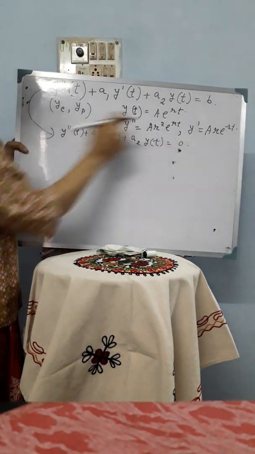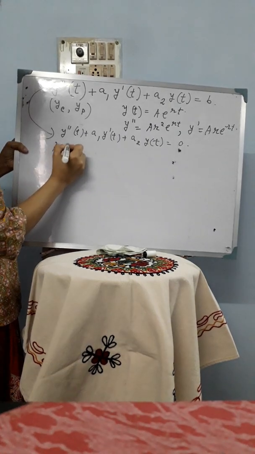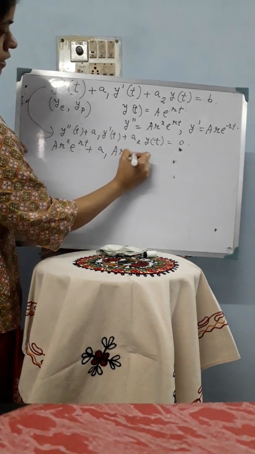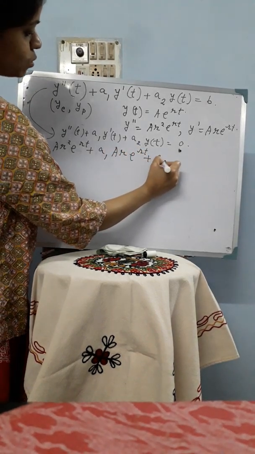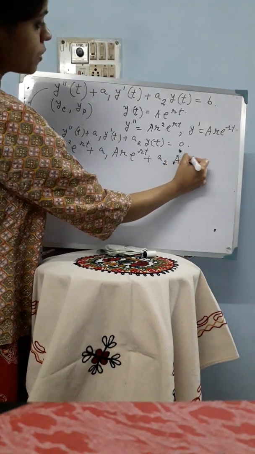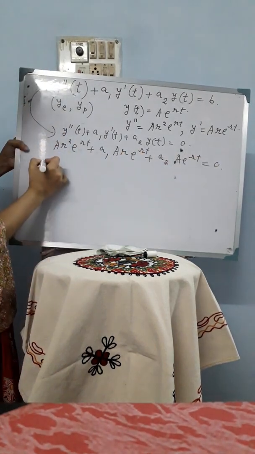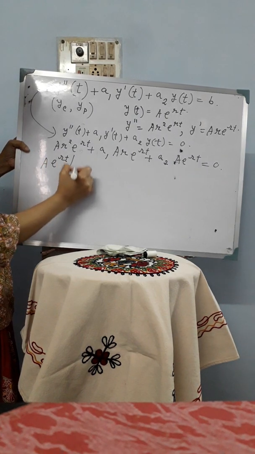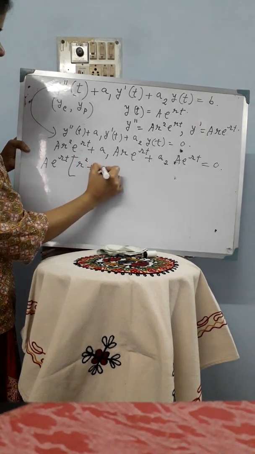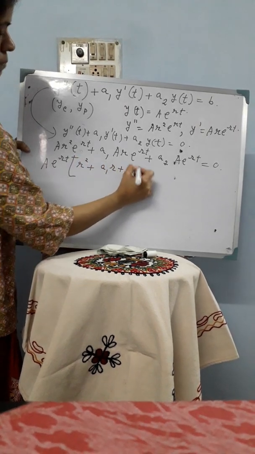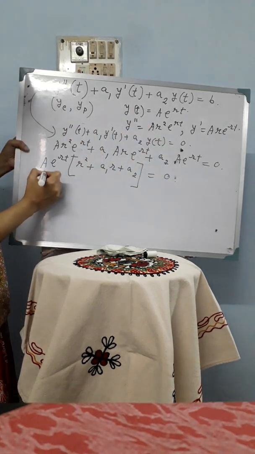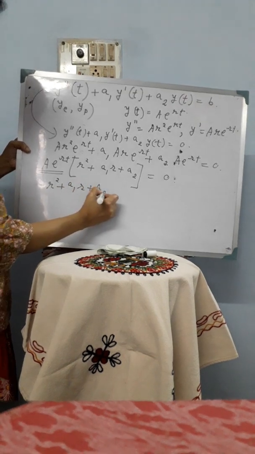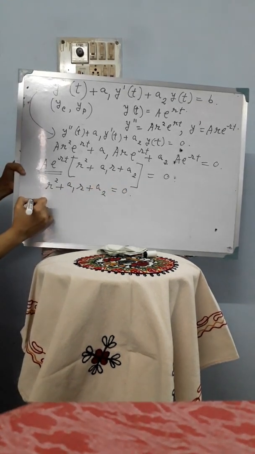After putting these three terms here, we are getting A r² e^(rt) + a1 A r e^(rt) + a2 A e^(rt) = 0. By taking A e^(rt) common, we are getting (r² + a1 r + a2) within the bracket, so this is equal to 0. Now if A e^(rt) is not equal to 0, then r² + a1 r + a2 = 0. Now we are applying the Sridharacharya formula.